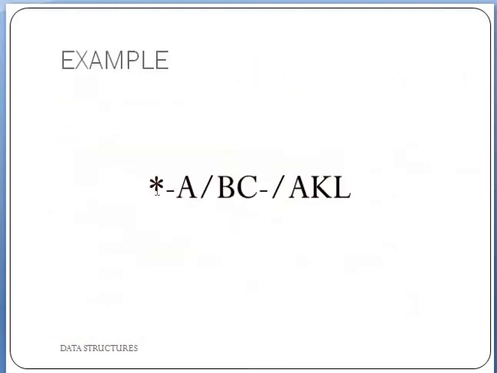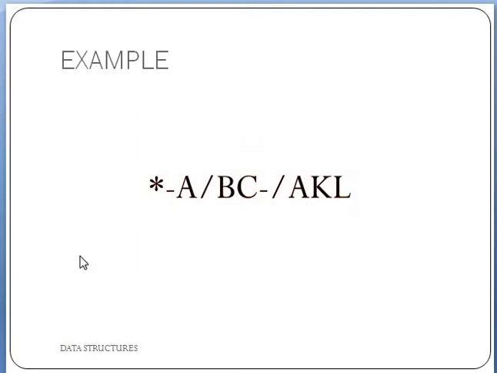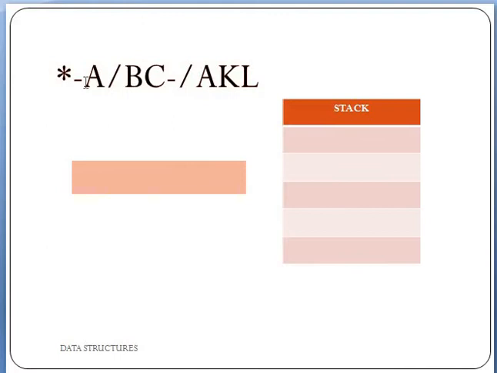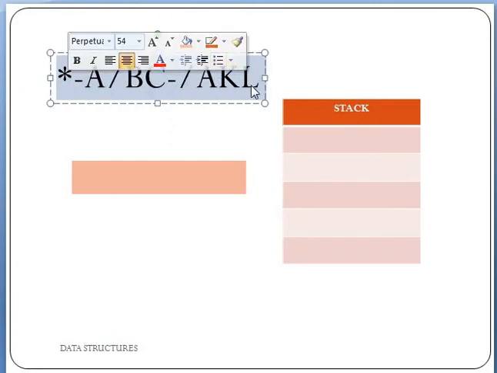So let's take an example. For example, we have taken the expression * - a / b c - a / k l, which makes no sense to us, but it makes sense to the compiler, which takes it as the prefix expression. We have to convert this prefix to postfix. So, using the algorithm, first we have to iterate the expression from right to left.